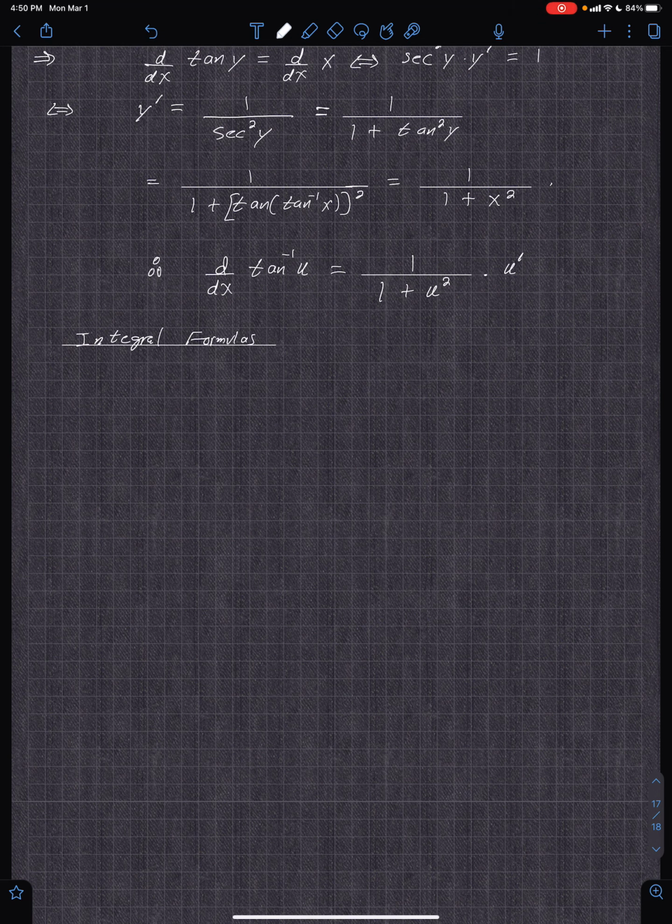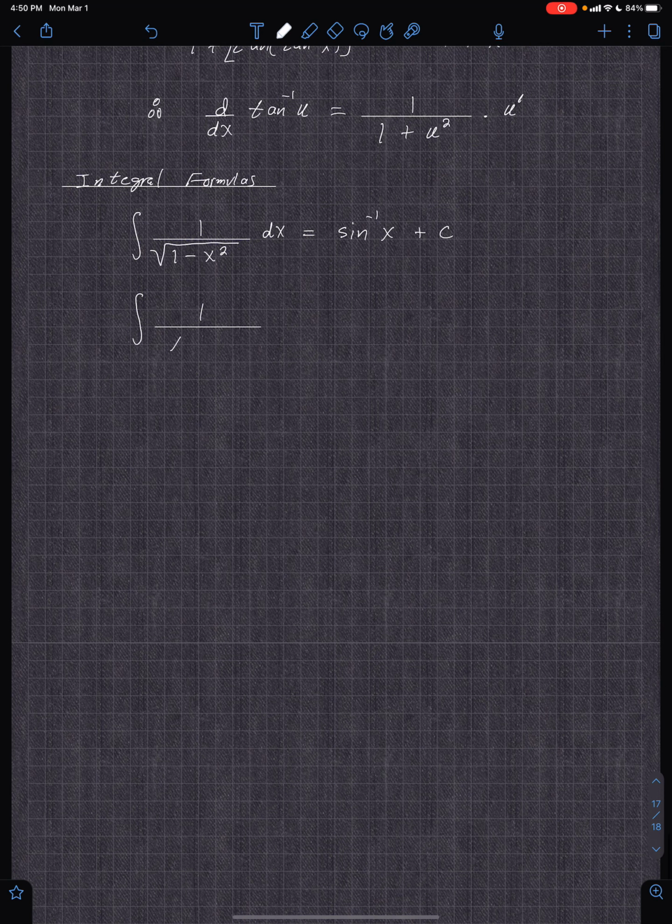We have that the integral of 1 over the square root of 1 minus x squared dx is sine inverse of x plus c, and the integral of 1 over x squared plus 1 dx is equal to tangent inverse of x plus c. So those are the main ones you need to know and memorize.